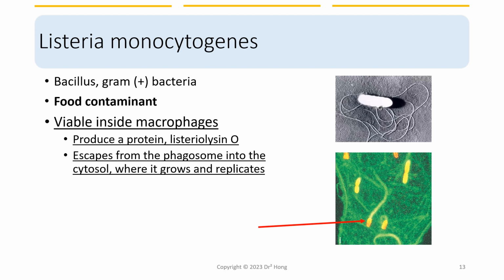Listeria monocytogenes is a gram-positive bacillus bacterium. It is a common cause of bacterial food poisoning. One of the ways Listeria monocytogenes avoids detection is by producing a protein called Listeriolysin O, which allows it to escape from the phagosome and enter the cytosol of the host cell. Now, this prevents the bacteria from being degraded by lysosomal enzymes and allows it to replicate within the host cell.